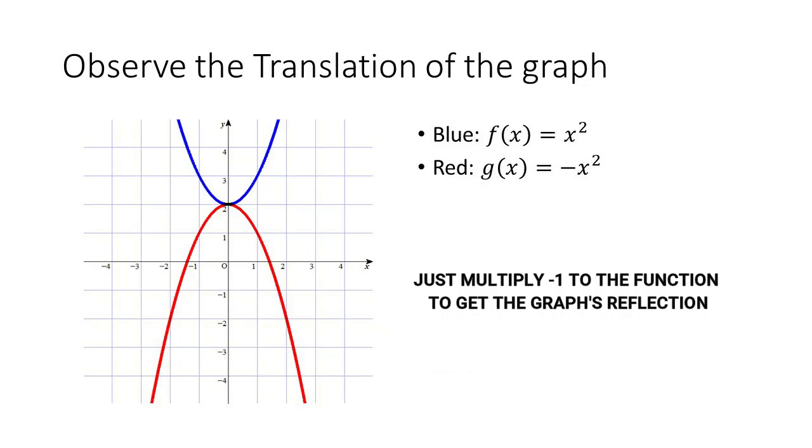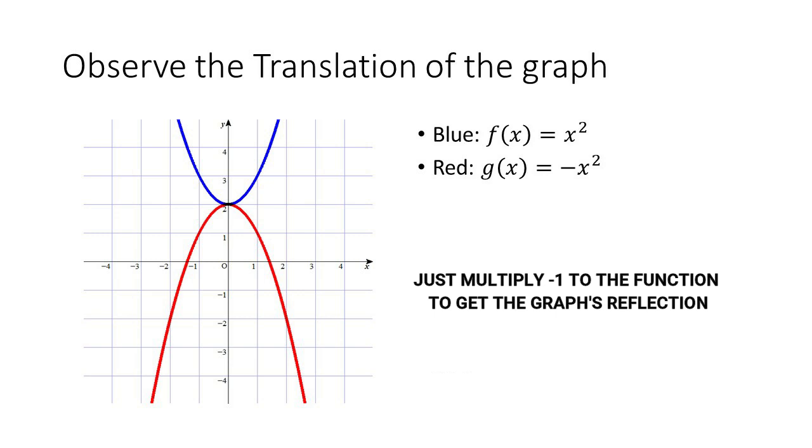Hello Math Wizards! Now, we are on the translation of the graph of the given quadratic function. We will be identifying the movement and translation of the graph of a given quadratic function. Let's start. So the blue graph is f of x is equal to x squared.